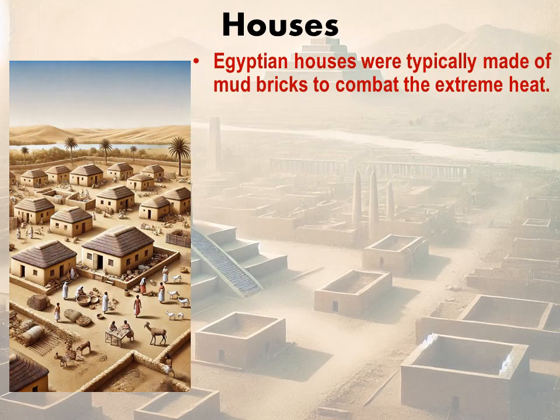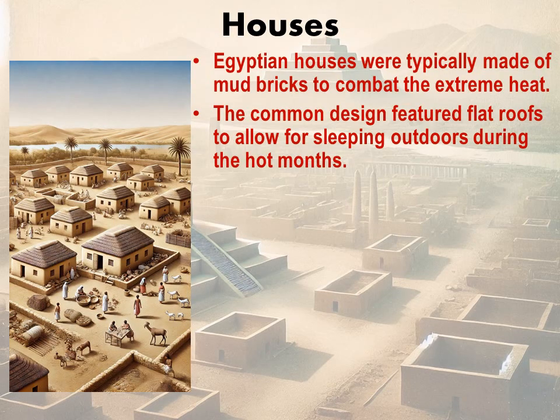Mud bricks means bricks which were not fired in a kiln, meaning not red bricks. They were typically blocks of clay which were dried in the sun. So mud bricks act as a protector from heat, and this was very useful considering that there were deserts all around the country of Egypt. The common design featured flat roofs to allow for sleeping outdoors during hot months. So the roofs were sometimes flat, and because of that, people could sleep outside during the hot months.